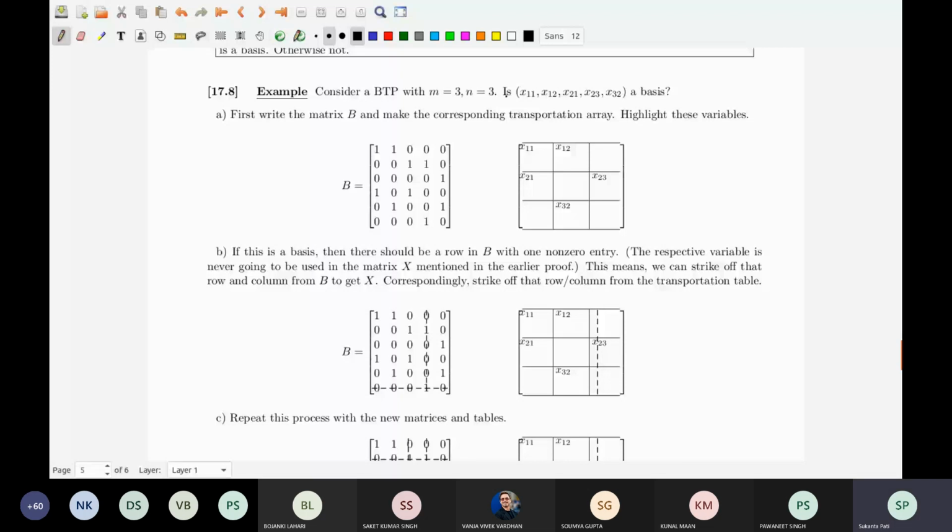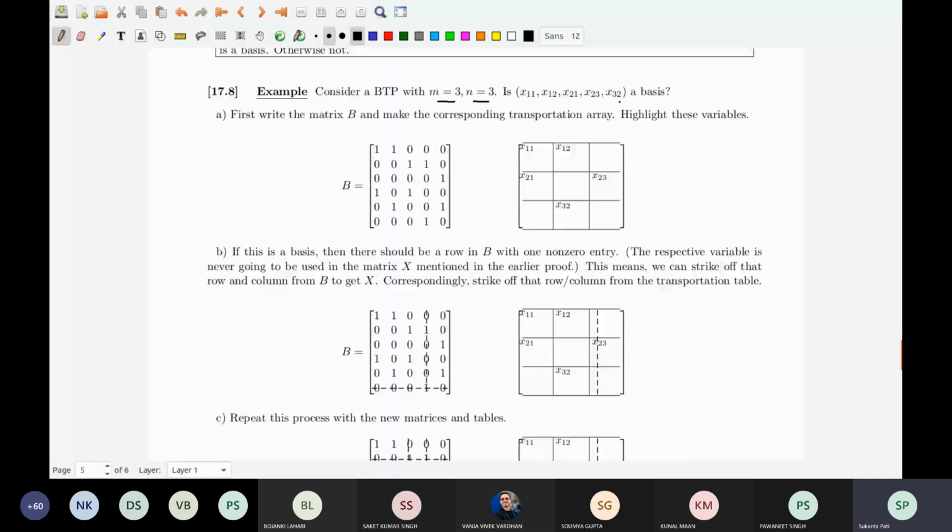You remember what it said? Find a line in the table that contains only one unstruck variable and strike that line off. And if you can finish up the table, then that is the other equivalent statement. Then it is a basis. This is if and only if. Okay, suppose I have been given m equal to 3, n equal to 3, and I have selected 5 variables, x11, x12, x21, x23, x32.